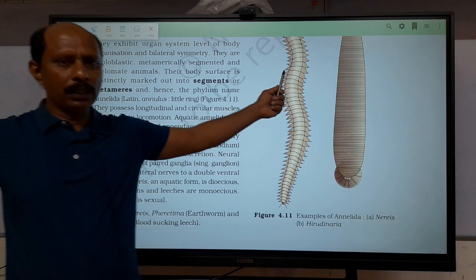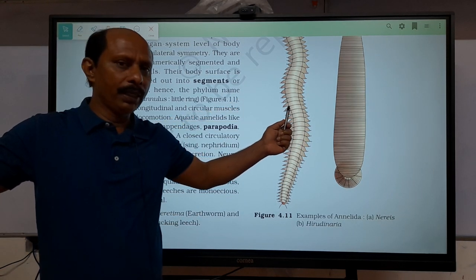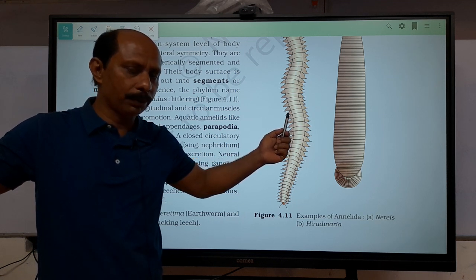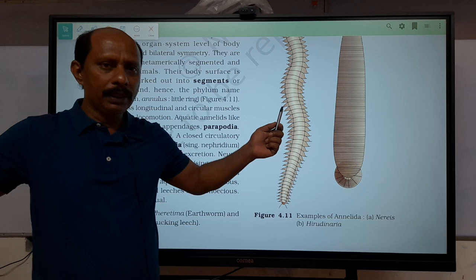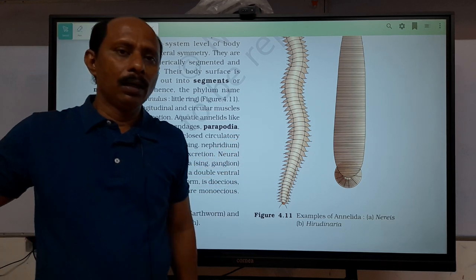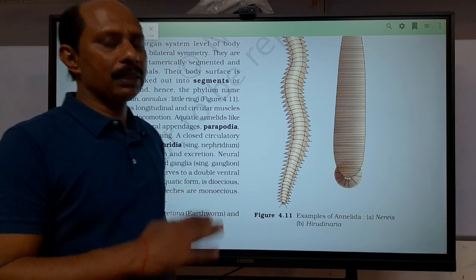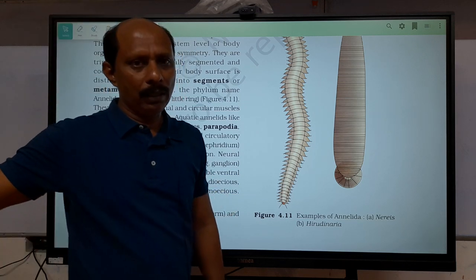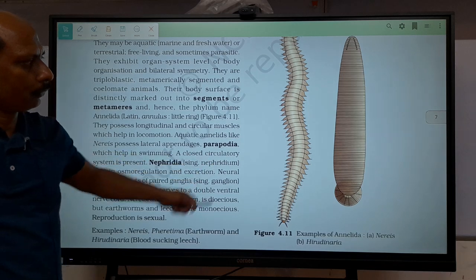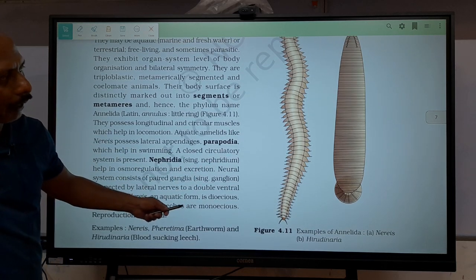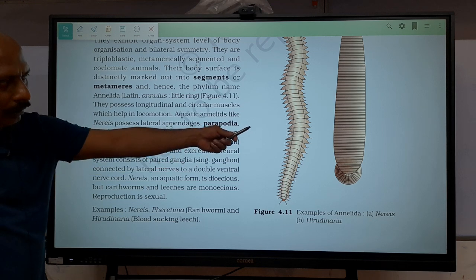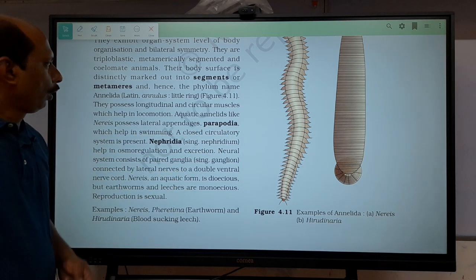Respiration is through body surface, because they have cutaneous type of respiration. Closed type of blood vascular system is there. They have no RBCs, but they have hemoglobin-like respiratory pigments. Well developed digestive system is there. Nephridia as excretory system.